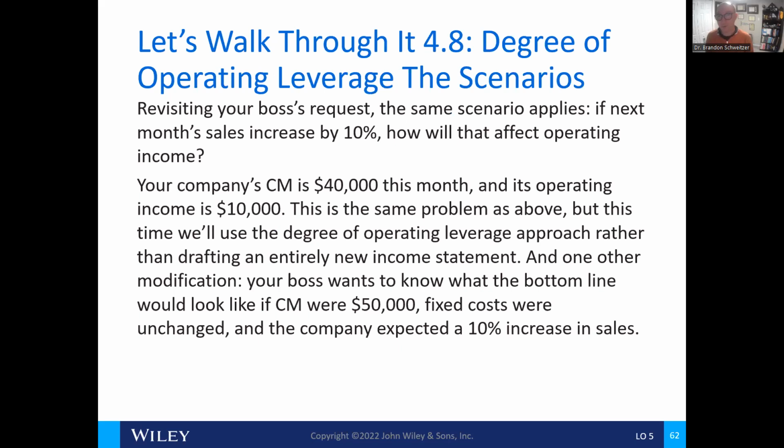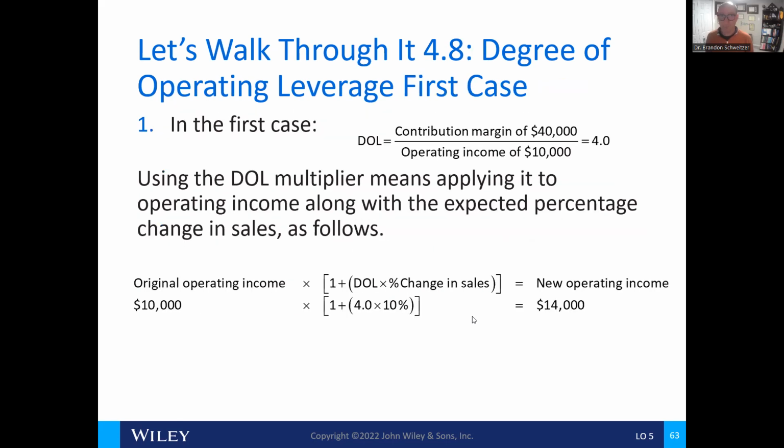The company's contribution margin is $40,000, and the operating income is $10,000. Given this information and the 10% change in sales, we can identify the new contribution margin, $50,000, and the fixed costs are unchanged. The company expects a 10% increase in sales. So plugging it into our formula, degree of operating leverage, contribution margin of 40,000 divided by the operating income, 10,000, gives us a degree of operating leverage of 4.